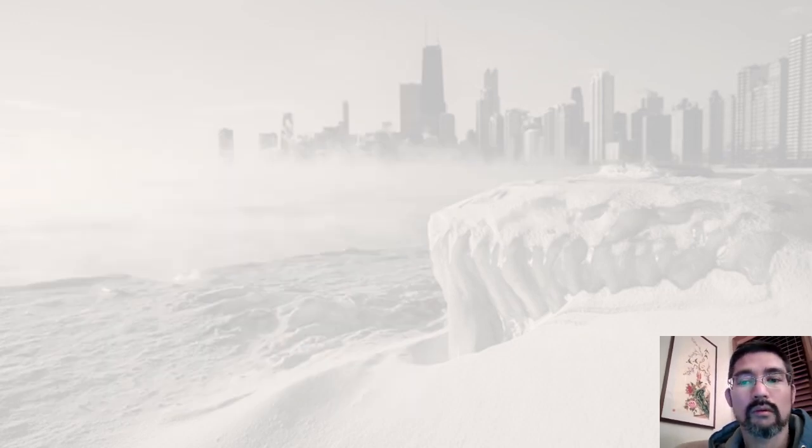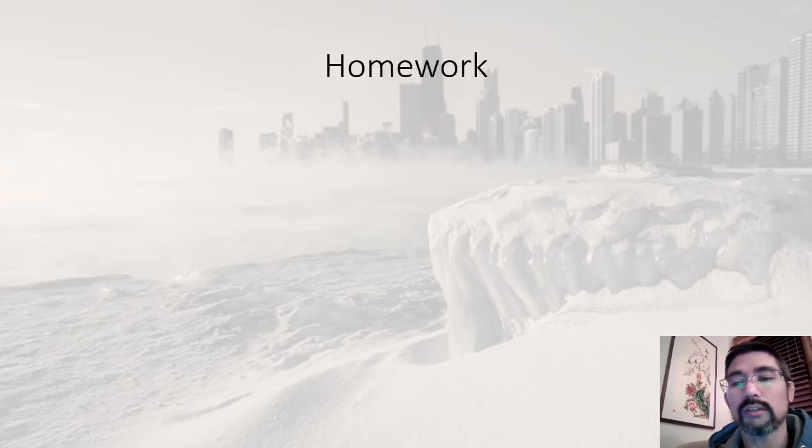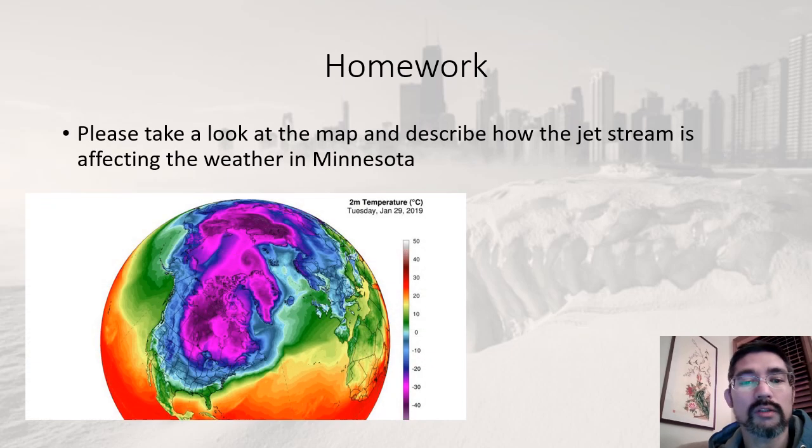So, okay, now we're at our homework assignment already. And for homework, I just want you to apply what you've learned about the jet stream to a weather map. So please take a look at this weather map and take a look at how the jet stream is affecting the weather in Minnesota. The weather map is dated January 29th, 2019, and if you remember that winter, it was brutally cold. So just take a look at what's happening and describe it to me. The assignment is posted on Schoology, so you can just go ahead and upload it there.